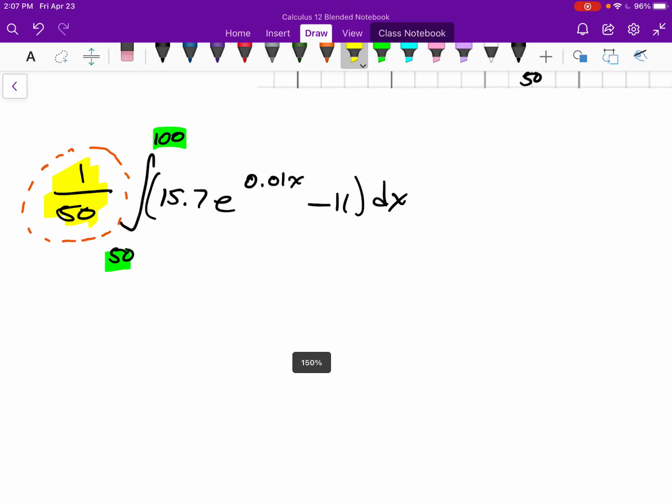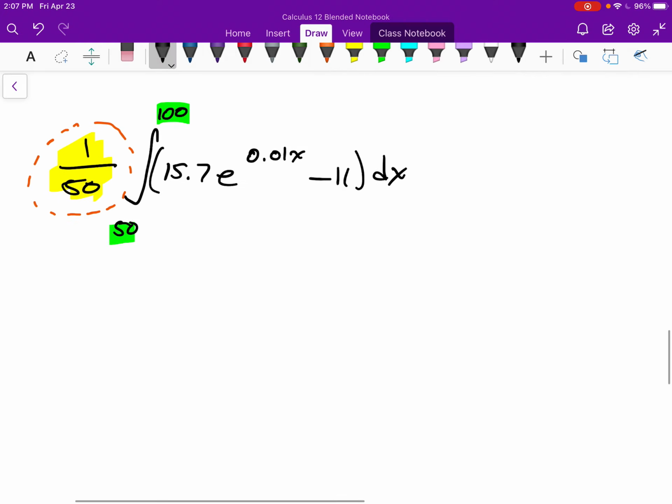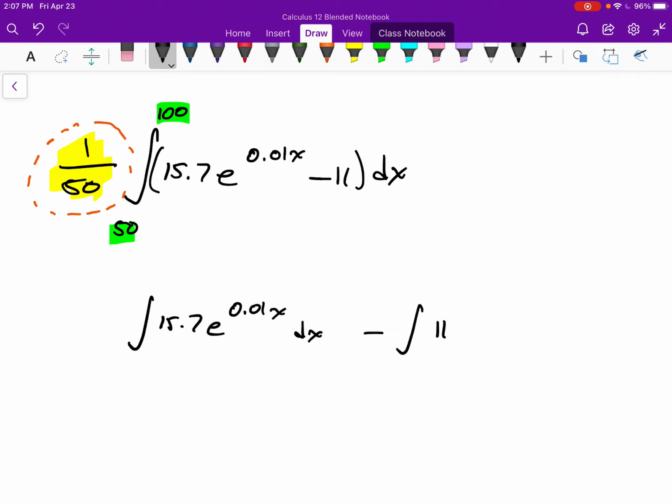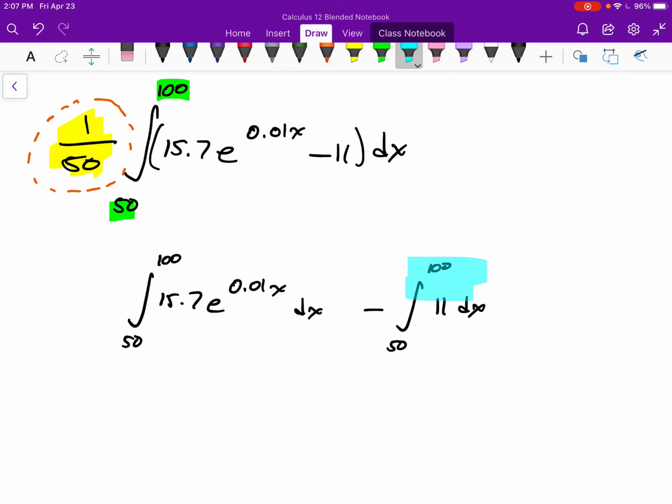Okay, so focusing on what I really care about, the integral here, I'm going to just focus on antiderivatives for a bit. So I have 15.7 times e to the 0.01x dx minus 11 dx. Actually, I'll put our little bounds back in. Okay, I can see right now that this is going to be 11 times 50.